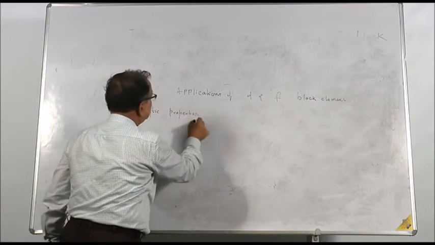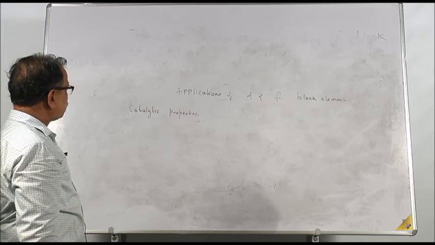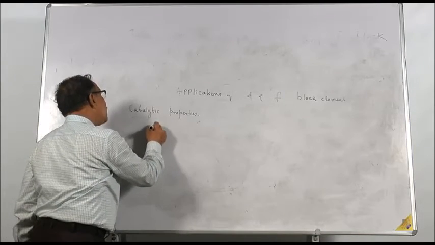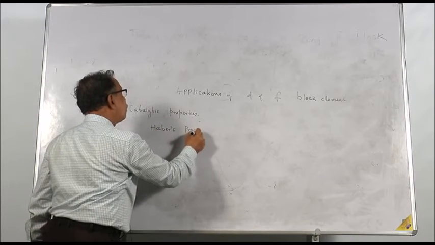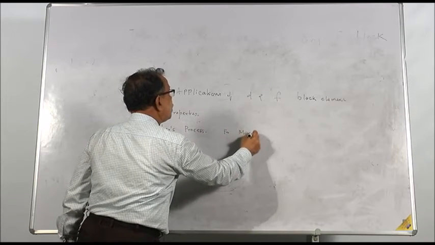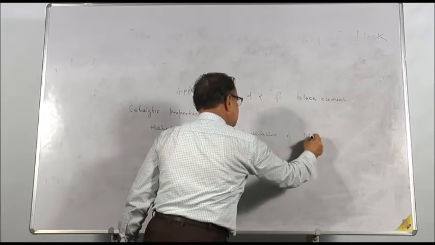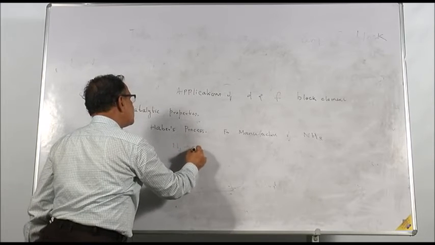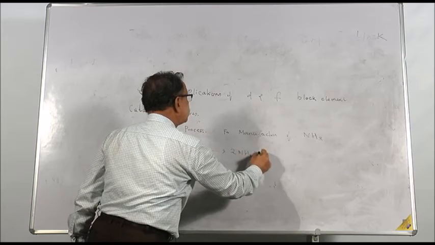Catalytic properties are important in industry. A catalyst helps us get the product at lower cost. For example, Haber's process for manufacture of ammonia: N2 plus 3H2 gives 2NH3 plus 22.4 calories.